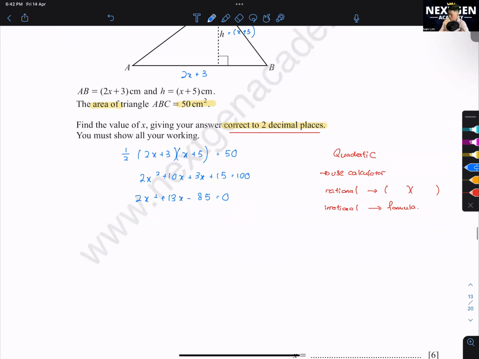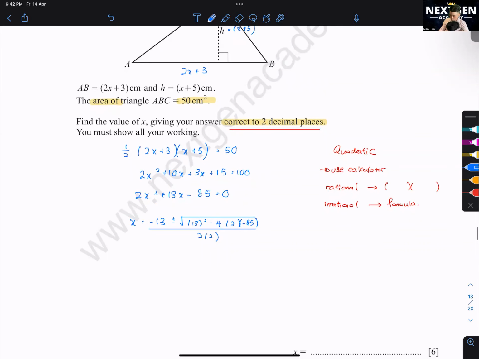Okay, so we are going to put into here negative b. So negative 13 plus minus square root of b squared, 13 squared minus 4ac, over 2a. Okay, we will get here negative 13 plus minus square root of 849 over 4. X will be equal to positive 4.03. X will be equal to negative 10.53.